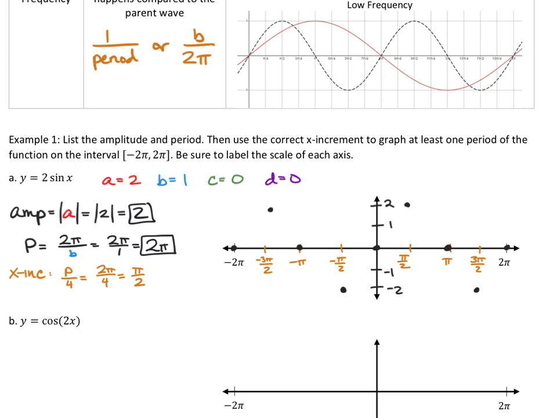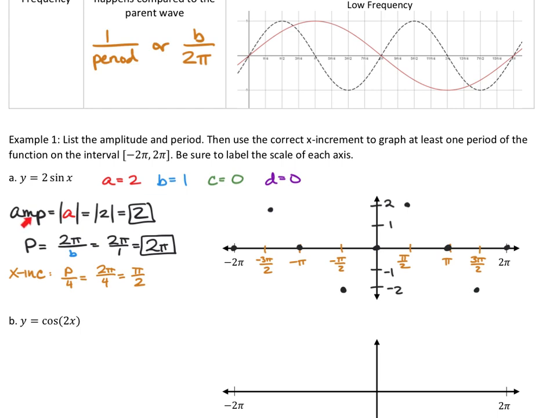Okay? So first things first, when I look at one of these problems, the first thing I do is label A, B, C, and D. My transformation letters, aka the things that tell me all the answers in sinusoids. A is 2 because there's a 2 in front of sine. B is 1 because there's a 1 next to this x right now. Then I don't have anything added or subtracted inside or outside, so C and D are both 0.